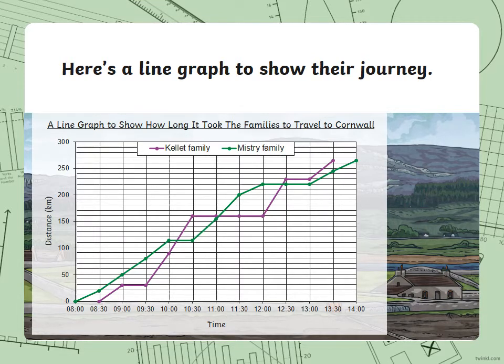The title of the graph explains what the data in it shows. It's a line graph to show how long it took the families to travel to Cornwall. The x-axis runs along the bottom of the graph and it shows time, running from 8 o'clock in the morning through till 1400 hours, which is the same as 2 p.m. The y-axis running up the side shows the distance the family travel in kilometres. Each step on the graph is 10 kilometres and every 50 kilometres is marked with a number. The Kellett family's journey is shown in purple and the Mystery family's journey is shown in green.